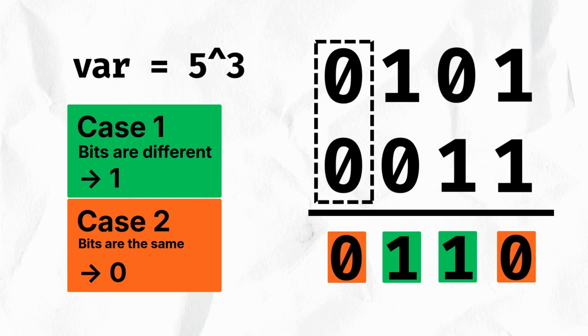The next corresponding bit pairs are 0 and 0. As they are the same, it is case 2. Thus, the resulting bit is 0. 0110 is binary of 6. So, 5 exclusive OR 3 is 6.